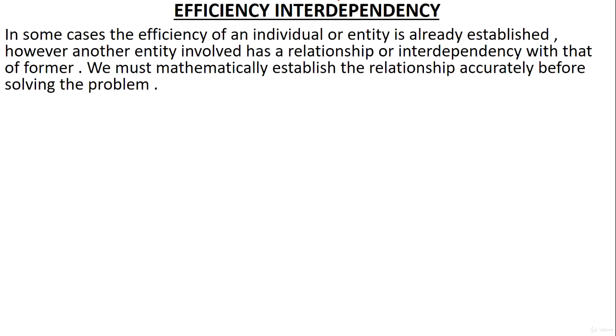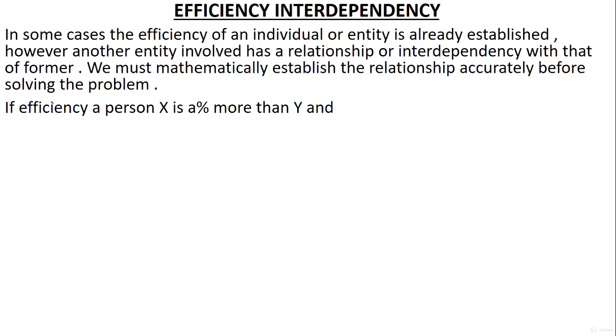So one individual's efficiency is already known. The second individual is known, but that is somehow linked to the previous individual. So in that case, you must mathematically establish the relationship between both of them. Let's look at how it is done.